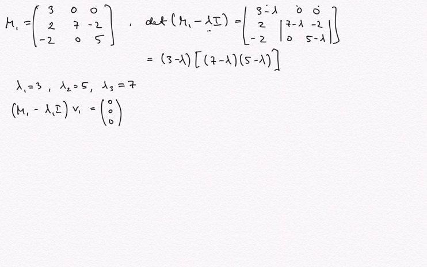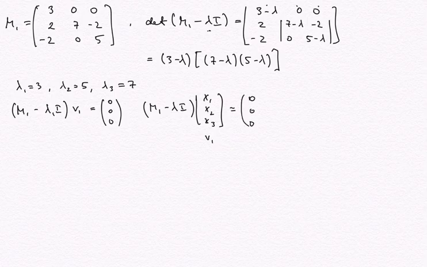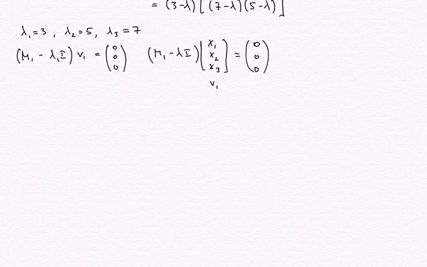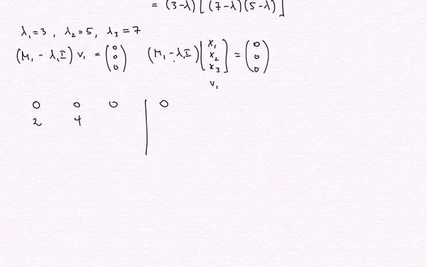So in order to invoke your memory of high school, I'm going to write x1, x2, x3 here for the vector v1. These are the entries we now want to determine. Okay, so we do this in the fashion that we've learned in solving systems of linear equations. So first off, we're going to determine the matrix M1 minus lambda 1 times I. So I just have to subtract 3 on the main diagonal, right? So 3 minus 3 is 0, 0, 0. The right-hand side is 0. Then 2, 7 minus 3 is 4, minus 2, 0, minus 2, 0, 5 minus 3 is 2, 0.